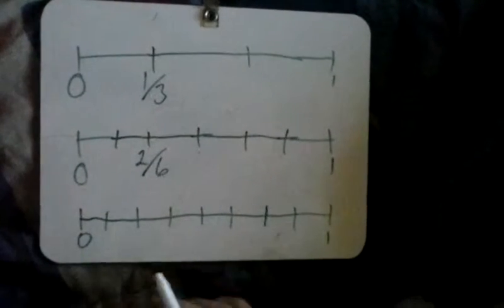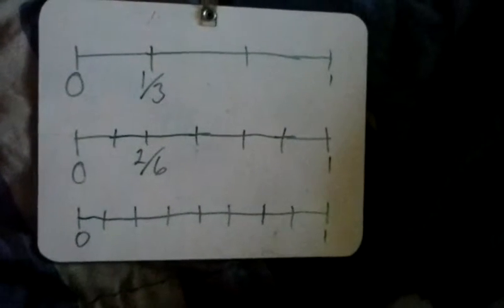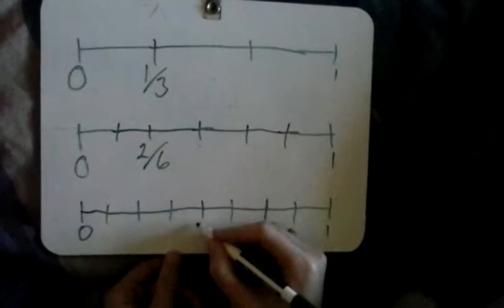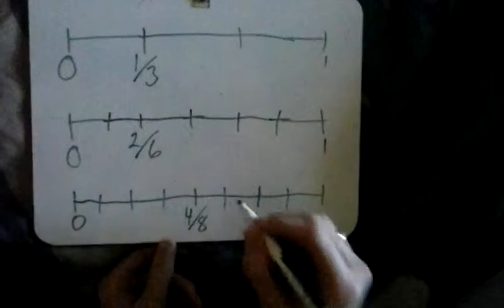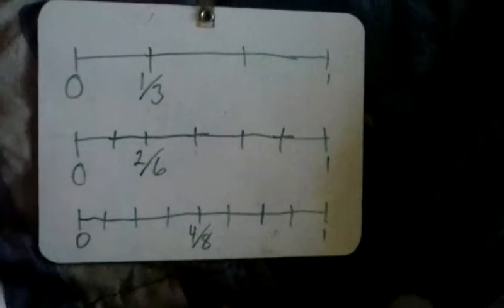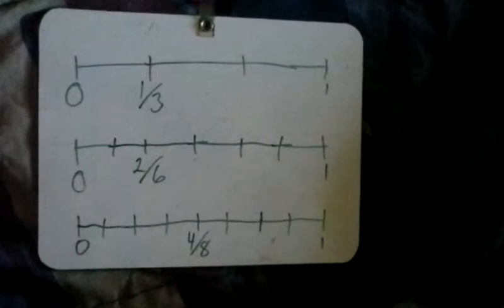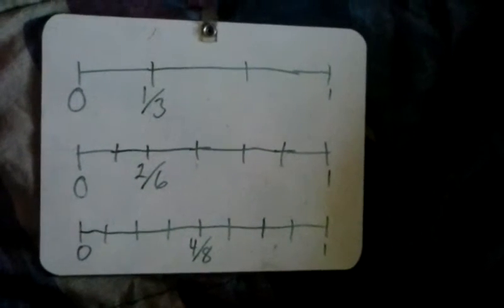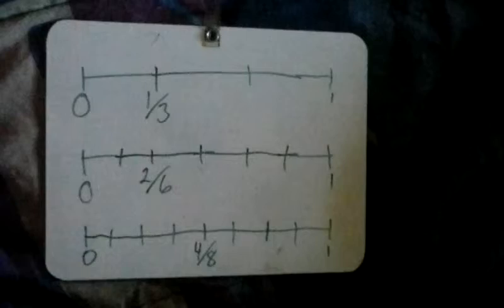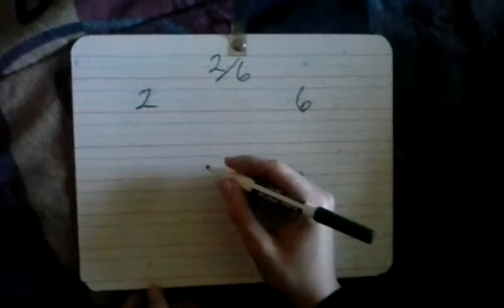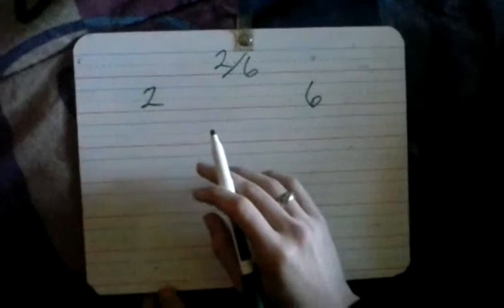And now, what's this one divided into? Eighths. What would this fraction be? 4/8. Now, based off of these number lines, which two do you think are going to be equivalent? 1/3 and 2/6. Let's find out if they are by doing our factor trees. Alright, now here I have 2/6 set up. So let's do our factor trees.